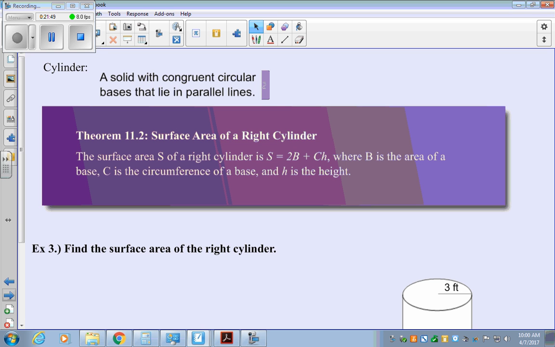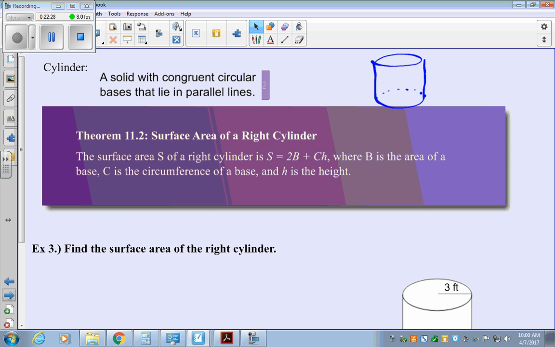So a cylinder is a solid with congruent circular bases that lie in parallel lines. And I always think of it like our soup can. So it's got a circle on the top, circle on the bottom, connected with lines. And I'm demonstrating. So when I take a cylinder, this is my little soup can. Oh, I had chicken noodle soup today.